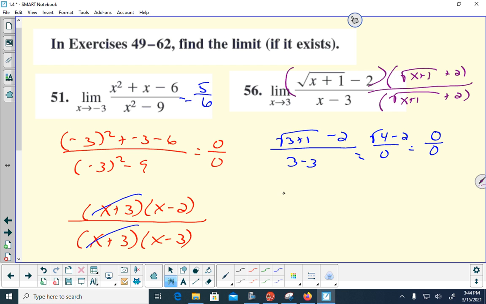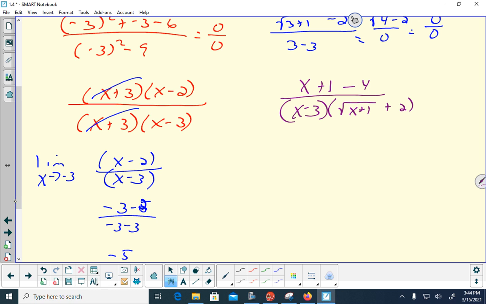When I multiply the numerator, I'm going to have x plus 1 minus 4 over x minus 3 times the square root of x plus 1 plus 2. The numerator will simplify to x minus 3.